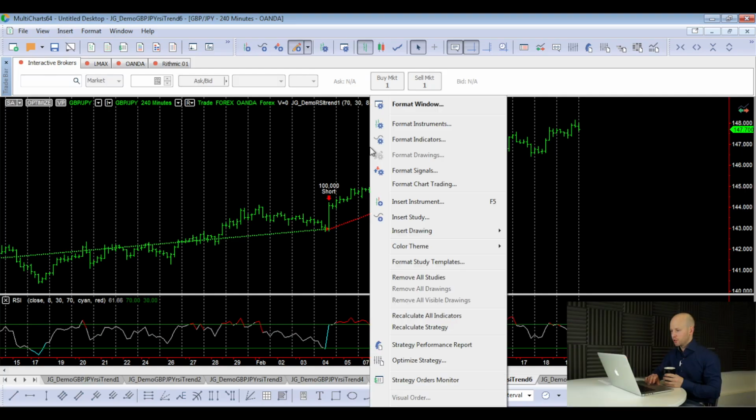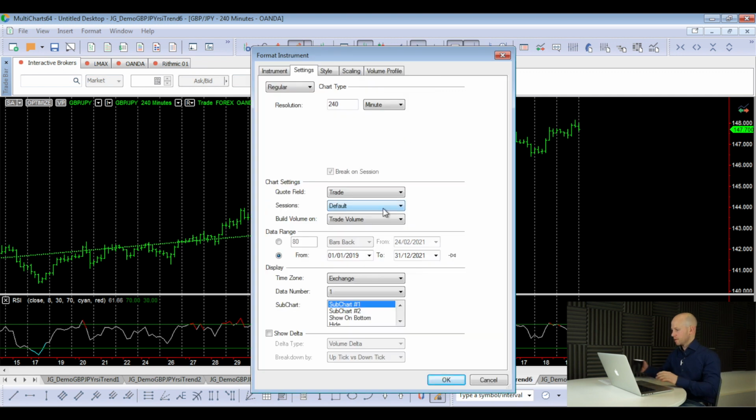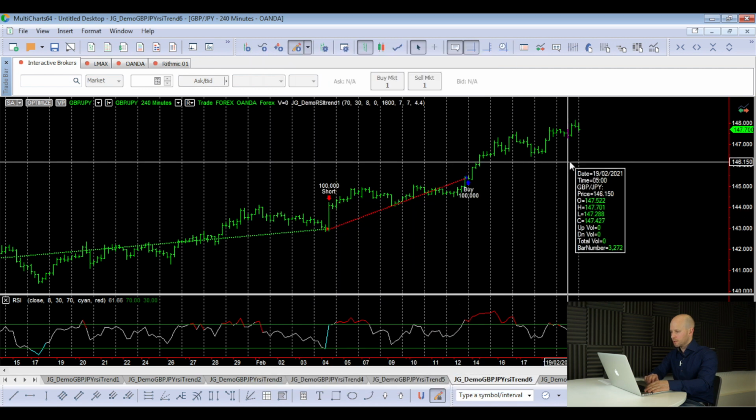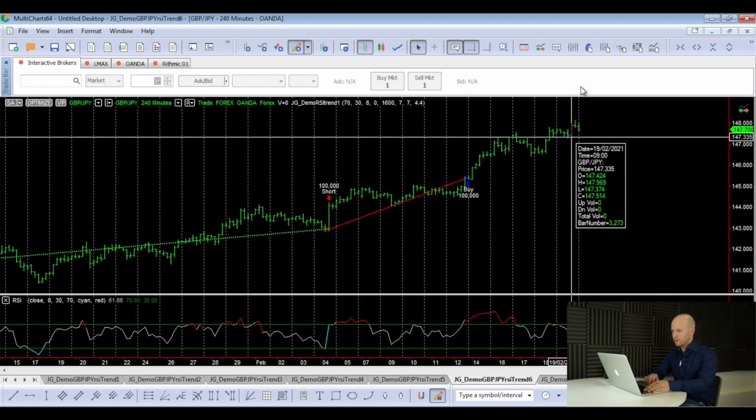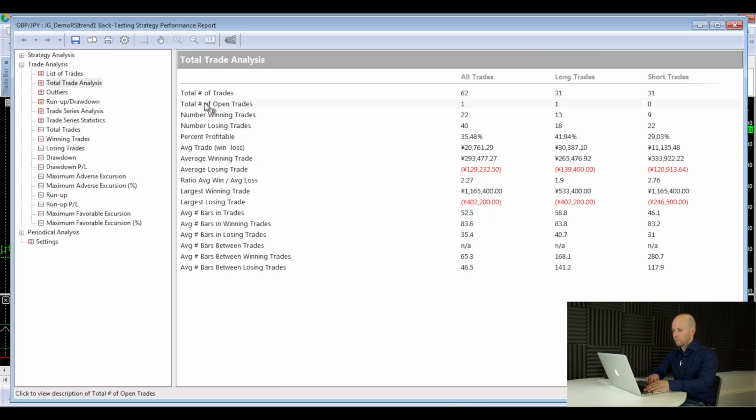Now, let's go and have a look at that out of sample data. So if I show you the date range again, you can see that we've got now from January 2019 through till the end of 2021. So we've got that 2 years worth of data. Ignore the fact that that's December 2021. If we look on the chart, we've actually only got up until the 19th of February 2021, because that's as much data as I've got at the moment. So let's look at the performance report.